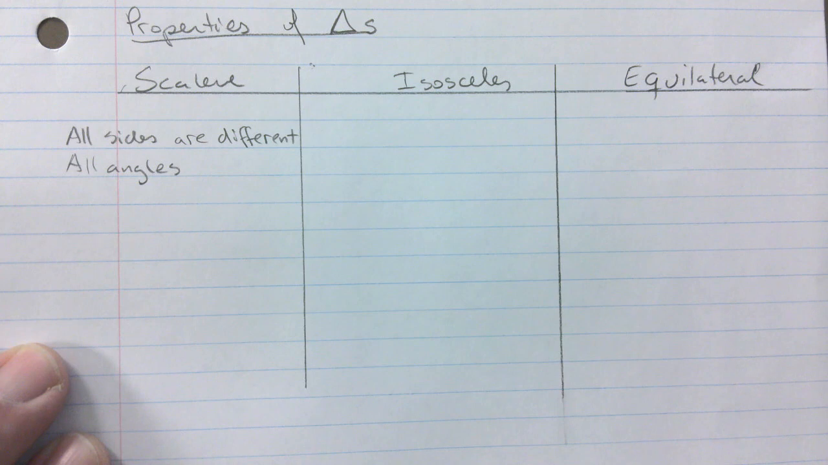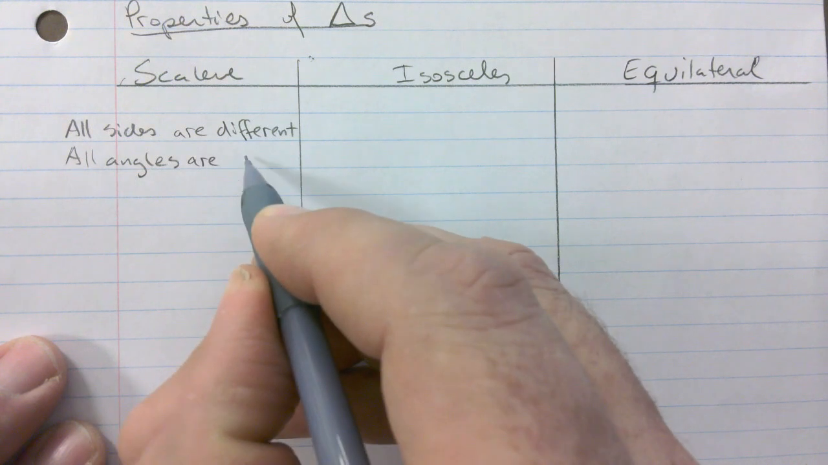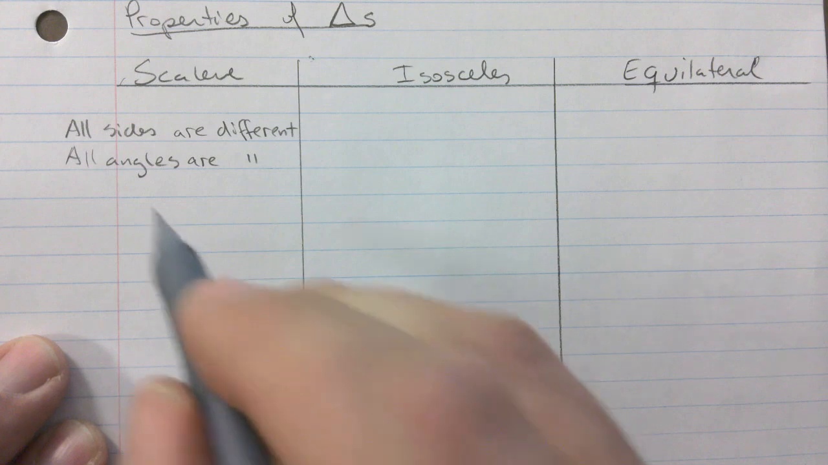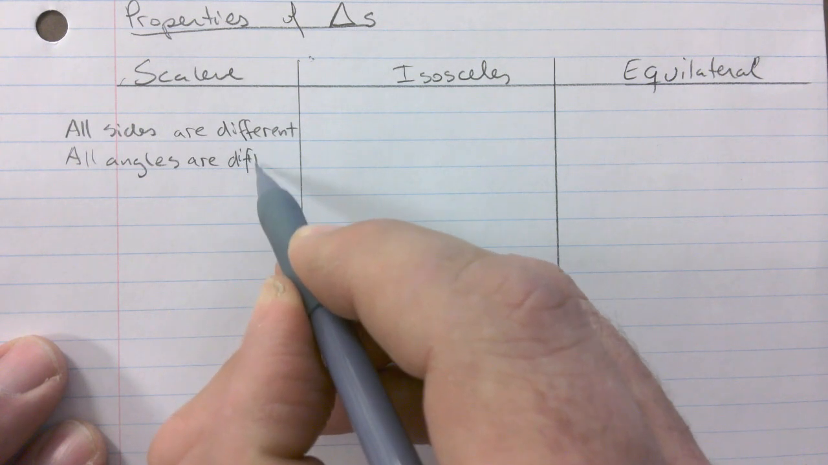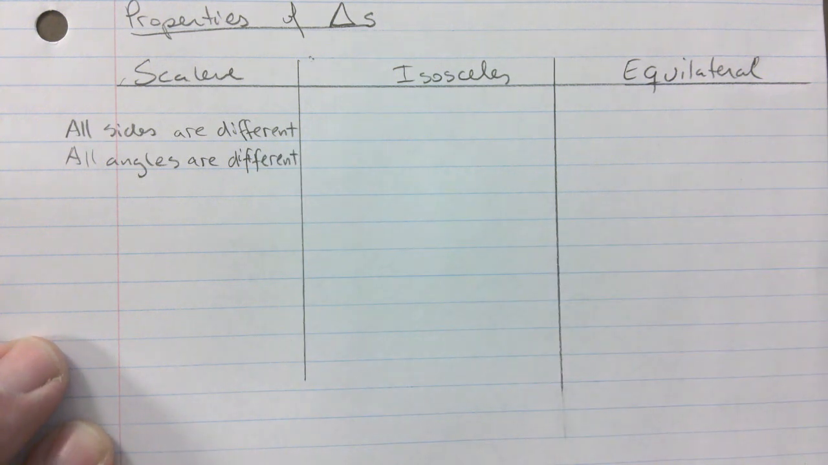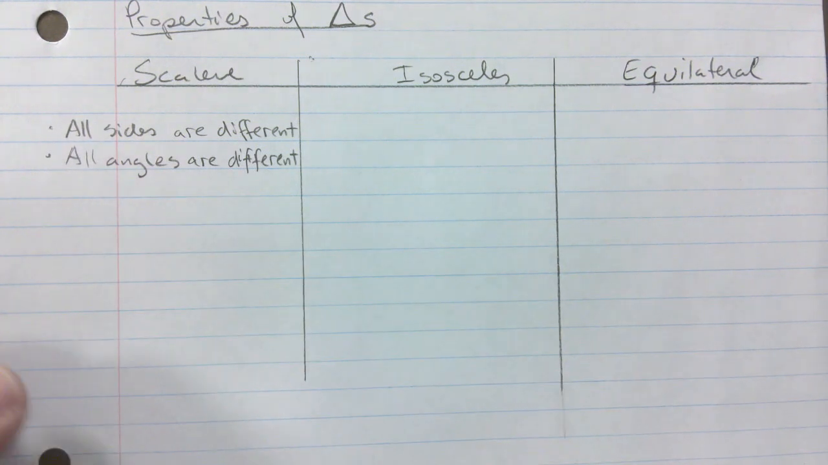Some of you might say, yeah, I know that, but it's very important for you to actually remember that. All angles are different. Let's just go ahead and write that in. All sides are different, all angles are different. So that's very basic, right?